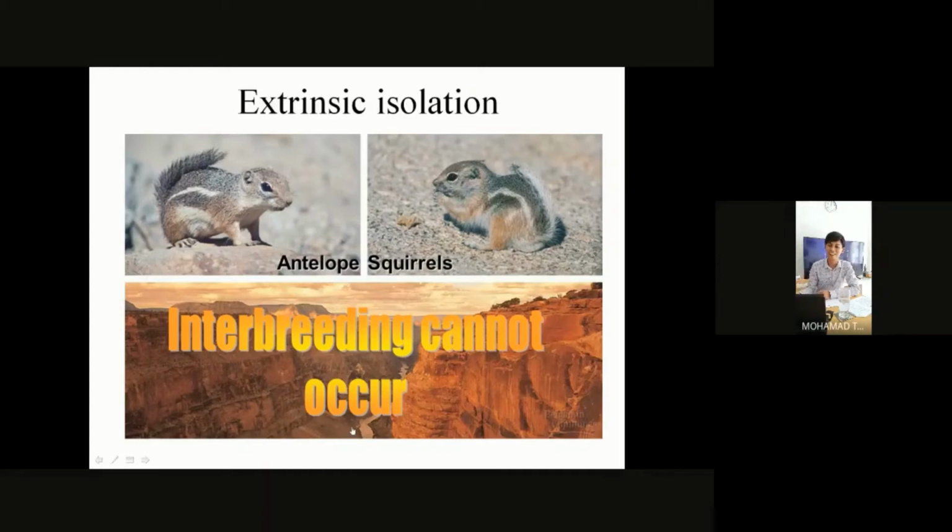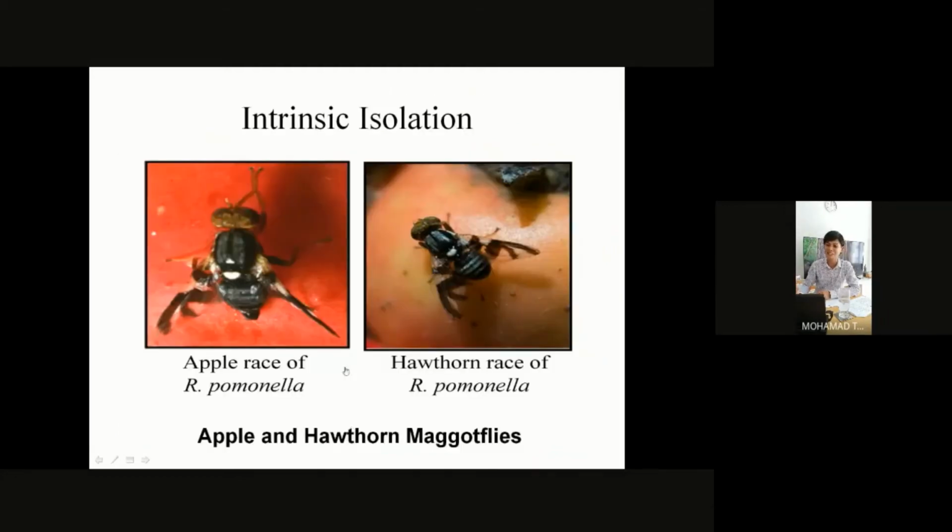So that is extrinsic isolation, and we have also learned about intrinsic isolation. Example of apple and hawthorn maggots. The apple maggots will lay eggs on apple and look for mates on apple, but the hawthorn maggots will lay eggs on hawthorn and look for mates on hawthorn. So they do not meet. They are still isolated from each other, but without a geographical barrier.